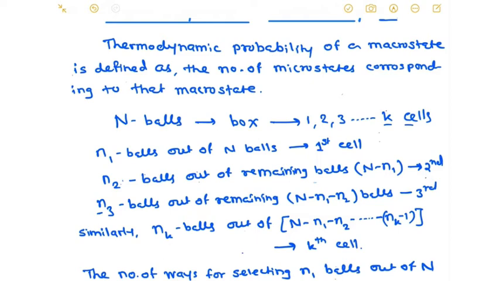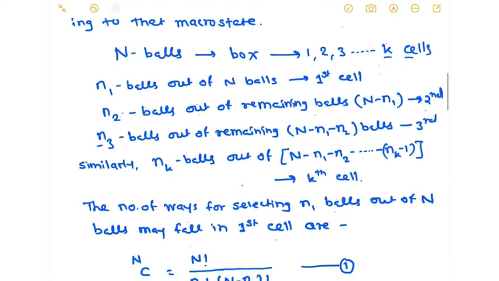In that way, up to the nk balls out of the remaining balls. Then we select nk balls out of the remaining balls, which may be n minus n1 minus n2 up to minus nk minus 1. When nk balls fall out of the remaining balls in the kth cell, then we also find its number of ways. In that way, firstly we find the number of ways for selecting n1 balls out of n balls that may fall in the first cell.